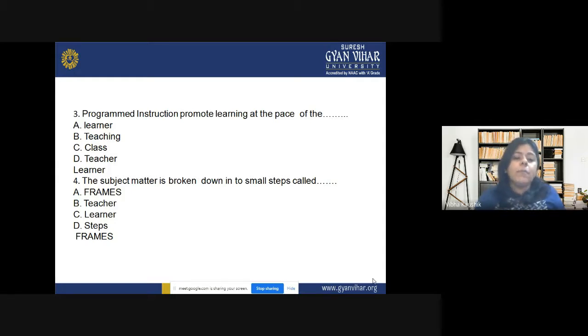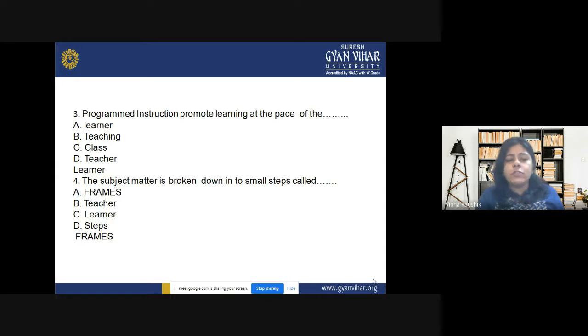Now, the fourth one: the subject matter is broken down into small steps called. What do we call that strategy or technique in which the subject matter is broken down into small steps? Now, the options are A frames, B teacher, C learner, or D steps.